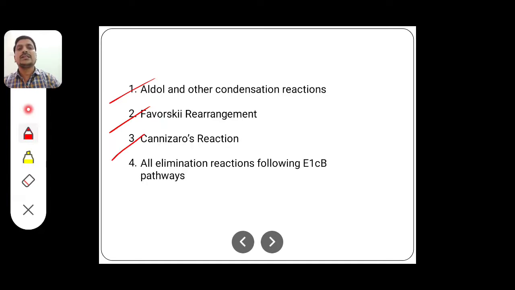In the Cannizzaro reaction we have seen the carbanion is formed, and then a group migrates to another molecule. Then all elimination reactions which follow E1CB pathways also involve formation of carbanion. The conjugate base of the molecule is produced in that case, and that is why E1CB is the name for such a mechanism.